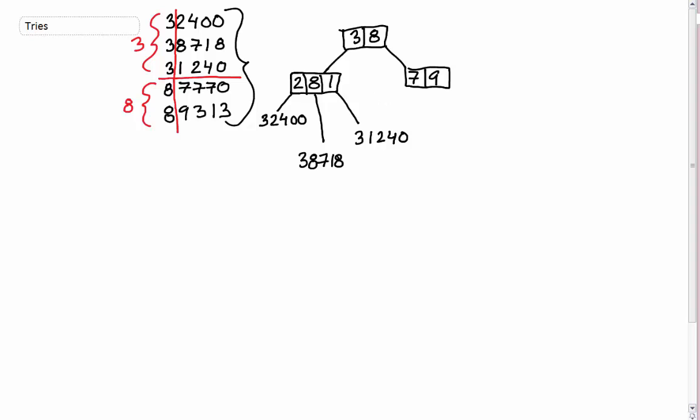Let's look at our numbers that start with 8. So 8, 7, same thing. There's only one number in our list that starts with an 8 and is followed by a 7, and only one number that starts with an 8 and is followed by a 9. So that is a try.